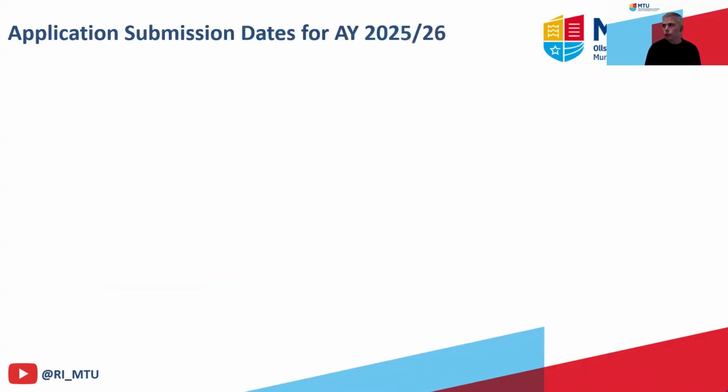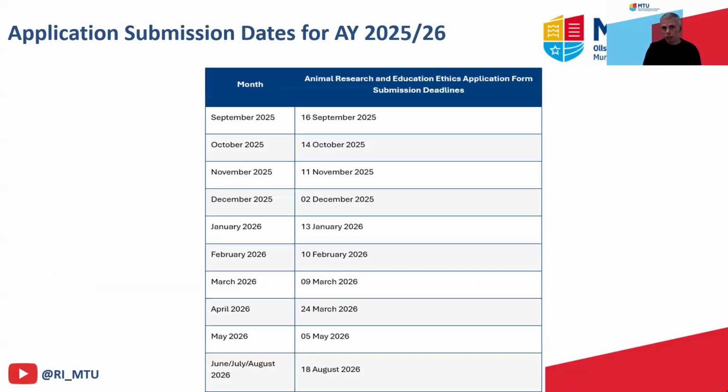The last thing then, I'm just going to stop here with this one, is just to kind of share the submission dates for applications for the next academic year. These will go up on the webpage. They will go up over the summer. So when you come back in the next academic year, these will be available. But maybe some people in the room may like to know already.